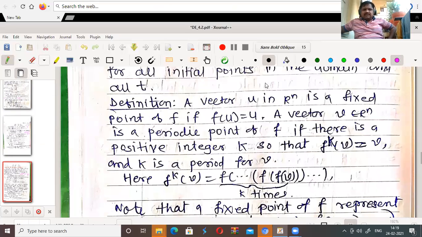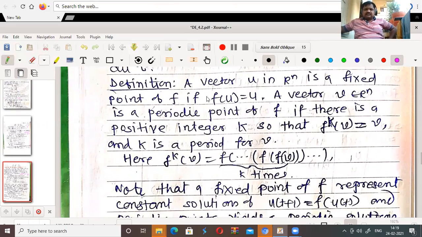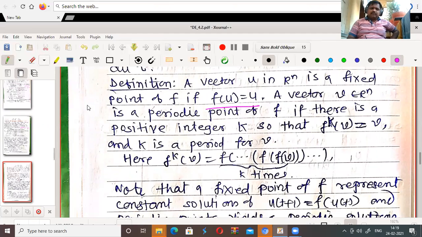To see the stability of nonlinear system, we have some definitions. A vector u in Rn is said to be a fixed point of f if f of u equal to u. It is a very basic definition of fixed point. A point x belongs to R is said to be a fixed point of f if f of x equal to x. That means the image of the state number should be itself. That is called fixed point.